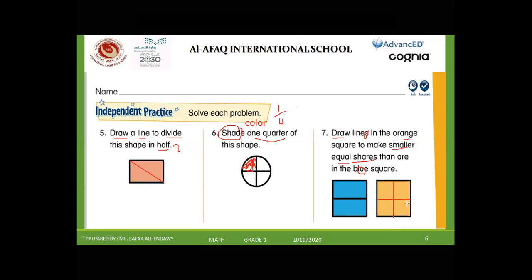Yes, okay. So how many parts do I have now, or how many shares? One, two, three, four. Can you tell me the size of this part? One part, compare it between here in the fourths and in the halves. This part here in the fourths is smaller than this part in the halves. He asked me to make smaller equal shares than in the blue. So this is smaller than this one. So I am correct. I will go now to the next page.